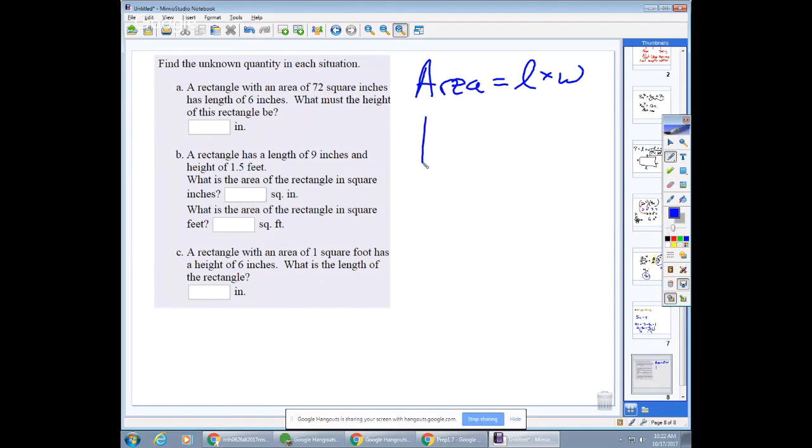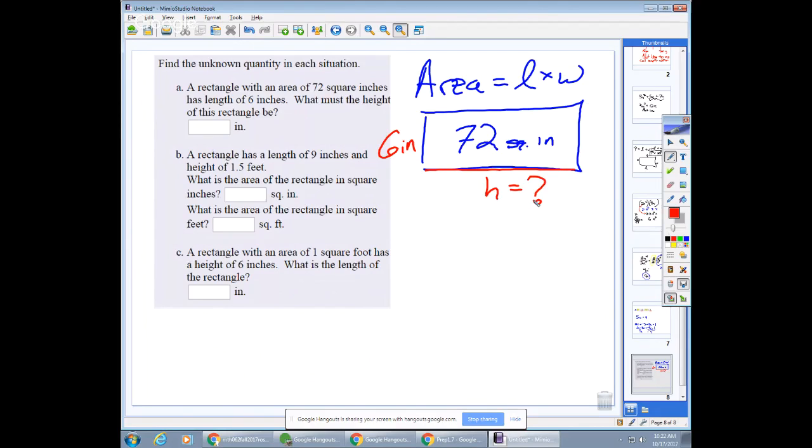So I have some rectangle. I don't know if it's long and skinny or short and fat or what, or square-like, so I'm just going to draw that. And the inside is 72 square inches. So I'll put that here. And it has a length of 6 inches. So I'm going to put the 6 inches over there. So they want to know, what must the height be? Well, this is apparently my height right here. What can I do to figure that out?